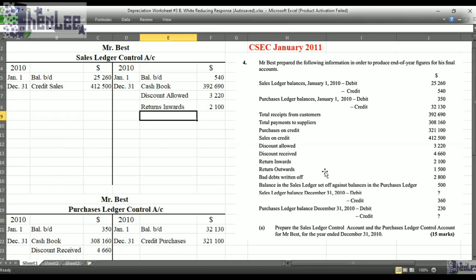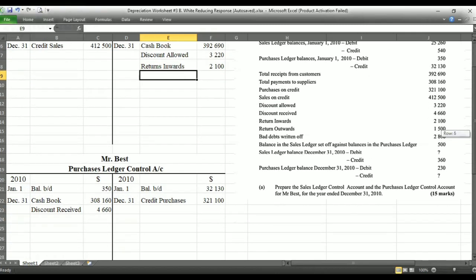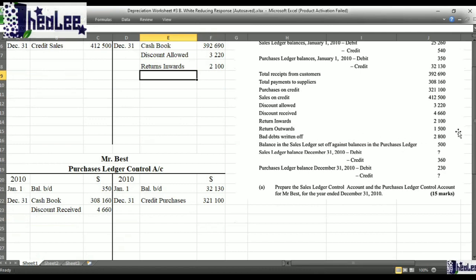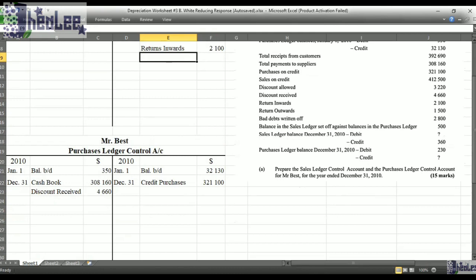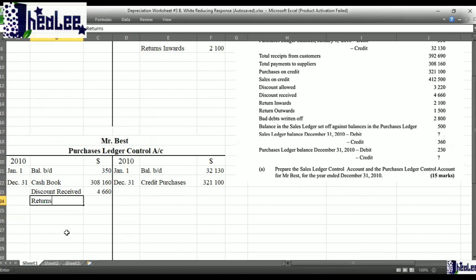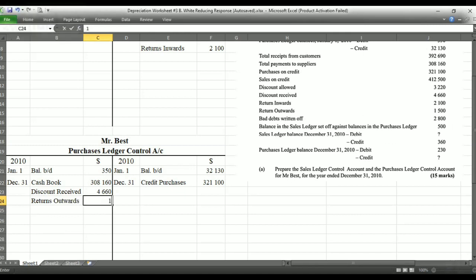Now, next item, returns outwards. We are returning goods back to our suppliers. Does that increase or decrease the value that we're owing to our suppliers? Because we're returning some of the goods that we have taken from them, it will decrease the value of what we're owing to our suppliers. So that results in a debit entry. And apart from that, once there is a return outwards, we know that our returns outwards account is credited, so the other item should be debited. It's simply double entry that you're doing. The value is $1,500.